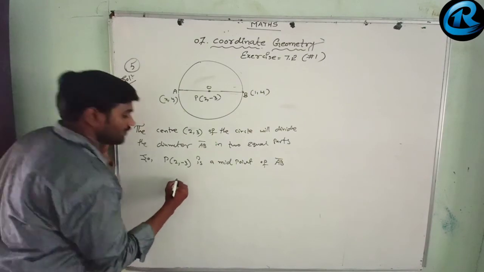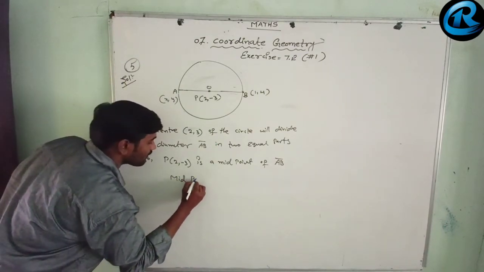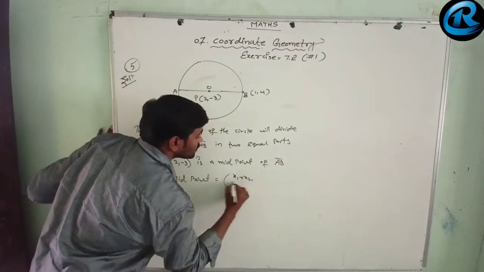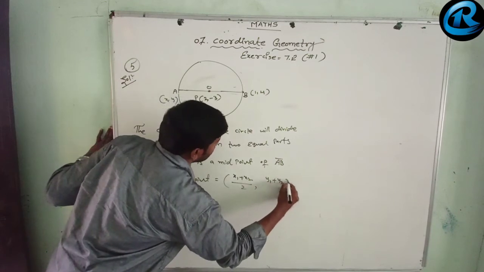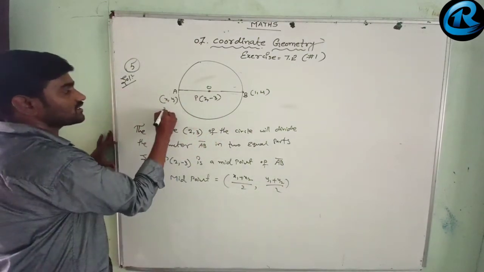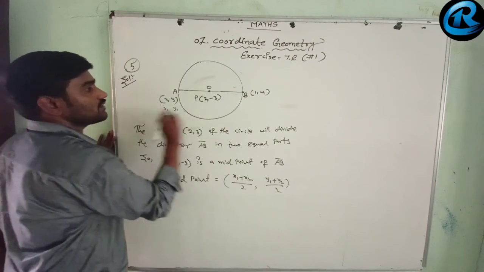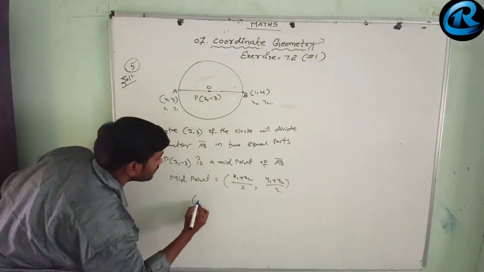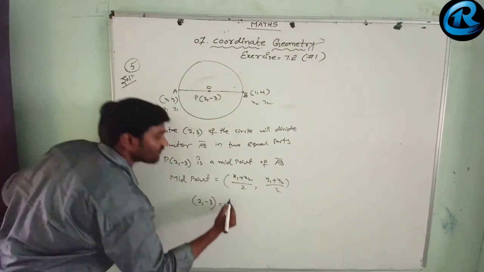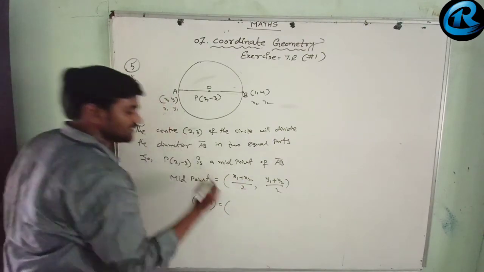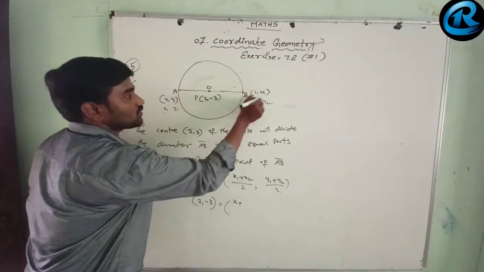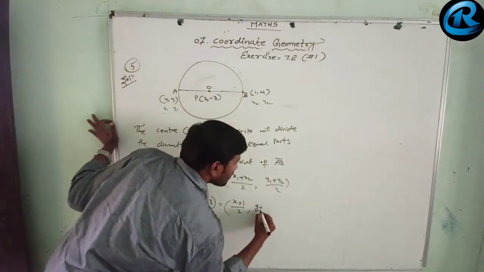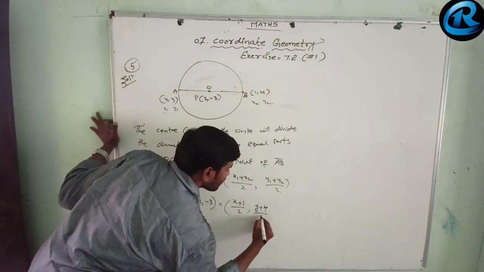So we can write the midpoint formula: x1 plus x2 by 2 comma y1 plus y2 by 2. Here it is x1 y1, and it is x2 y2. The midpoint we already got. What is the midpoint here? 2 comma minus 3 is the midpoint. That is equal to x1 value is x plus x2 value is 1 by 2 comma y1 value is y plus y2 value is 4 by 2.